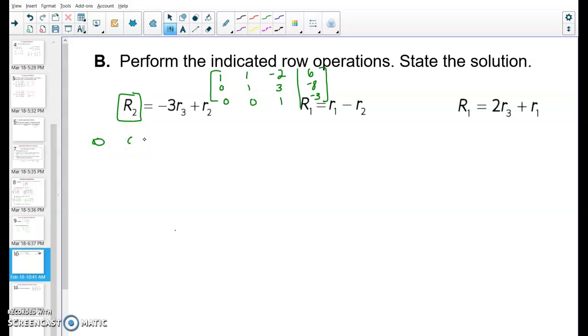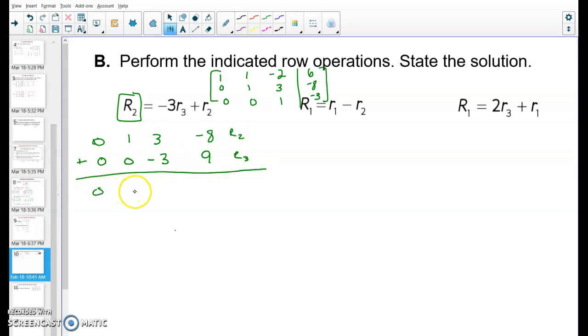0, 1, 3, -8. And then -3 times row 3. So -3 times 0 is just going to be 0. -3 and 9. Okay, so here's my row 3. Here's my row 2. And then we're just going to add those together.